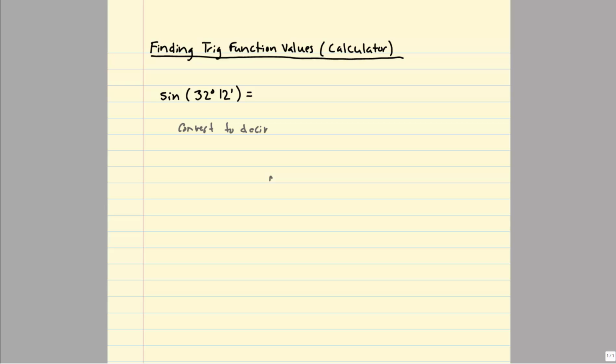So if we convert this to a decimal, this would look like 32 degrees plus 12 over 60 minutes. So 12 over 60 is 1/5, which is 0.2. So this would be 32.2 degrees. So this is equivalent to saying the sine of 32.2 degrees. So let's go ahead and pop our calculator over.